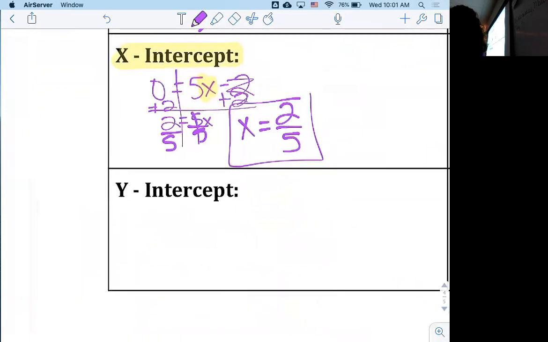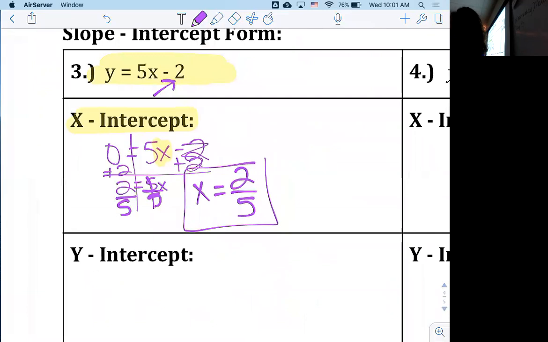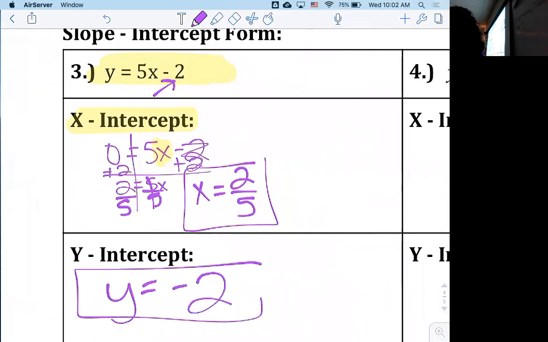So for y-intercept, when you're in slope-intercept form, you can just write the answer. Now, if you forget, so let's say you're on the test and you're like, oh, shoot, I forget, do the same process. Plug 0 in for x, and you would still get the same answer. Or you can just look to see what number is in that spot, and it's going to be that -2.